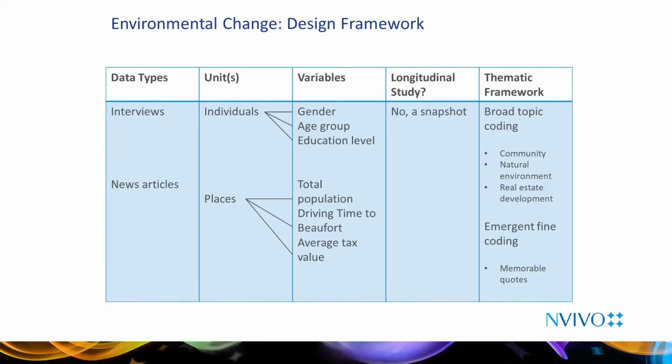The variables that relate to place or the communities are total population, driving time to the nearest town, and the average tax value. So this will enable us to compare richer with poorer communities, more remote communities with communities nearer to the town, and so on. The variables that relate to differences among the people are gender, age group, and education level. So this will enable us to compare men and women, different age groups, and so on.